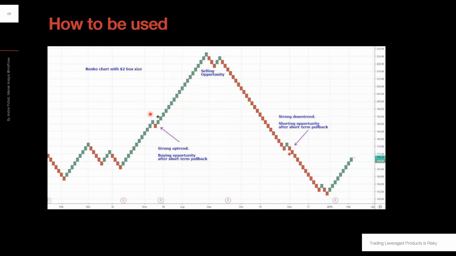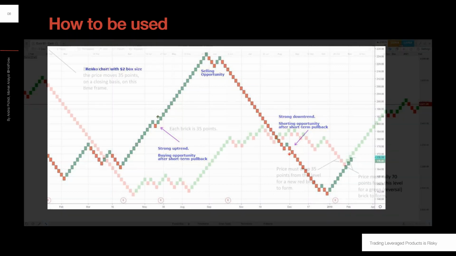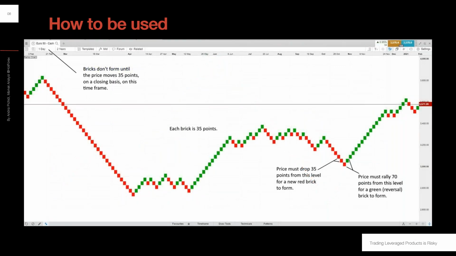Now, similar to this correction of the uptrend, we can see something similar in the downtrend as well. So a single bullish brick, after we have identified a strong downtrend, could have been a shorting opportunity after a short-term pullback. Okay? So that's another example.